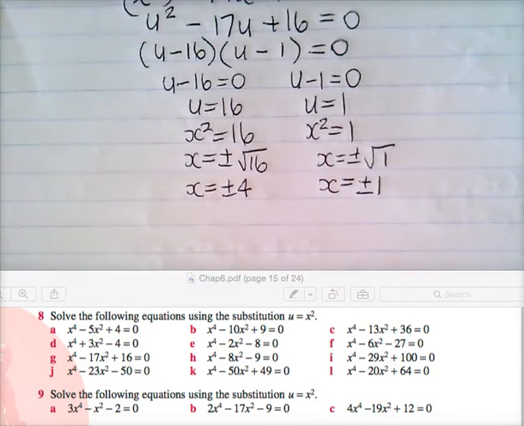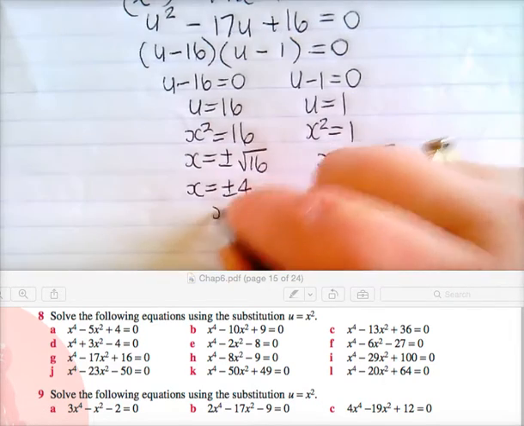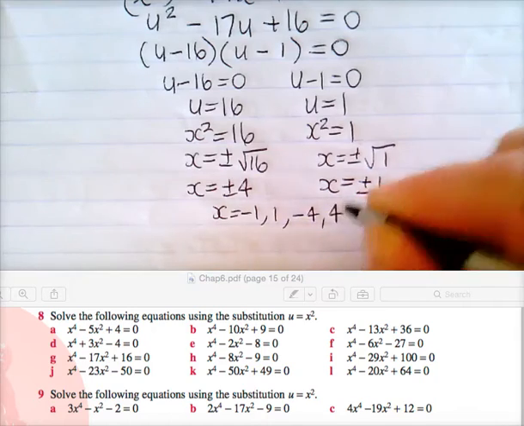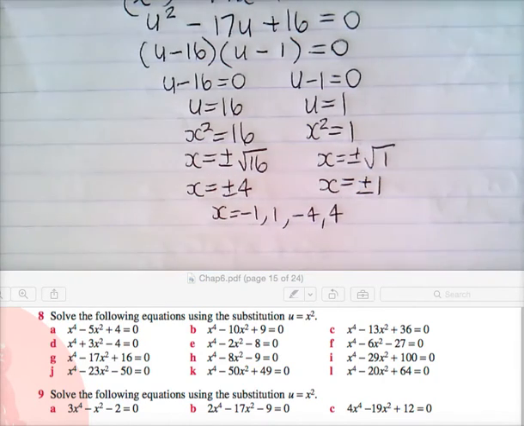So we've actually got, girls, I'm going to need an answer for x and for y. Oh no, I'm not. Sorry, I'm looking at another question. Sorry about that. So my solutions are x is -1, +1, -4, +4. Okay? But you can just leave them the way they are up there.